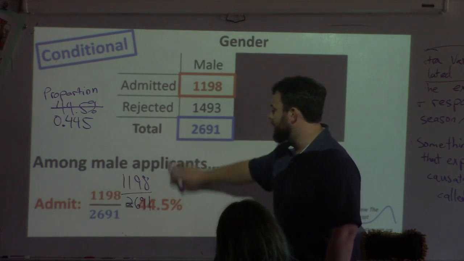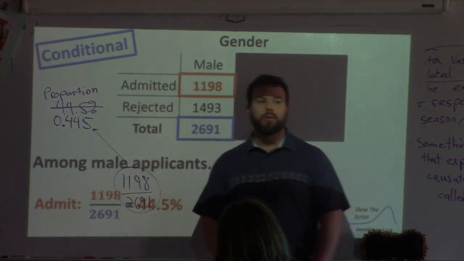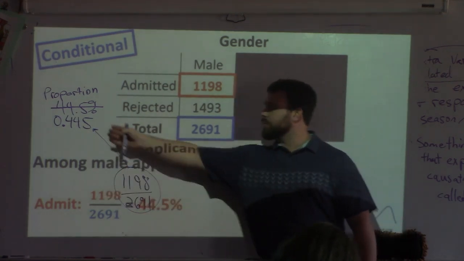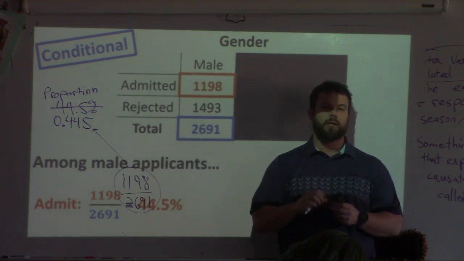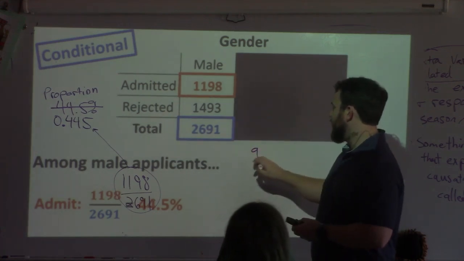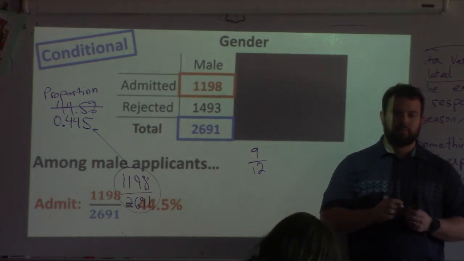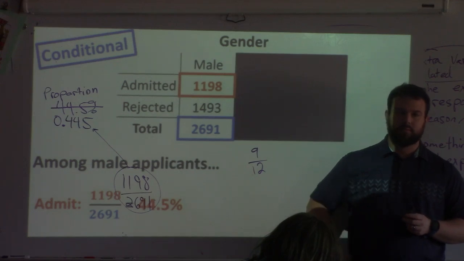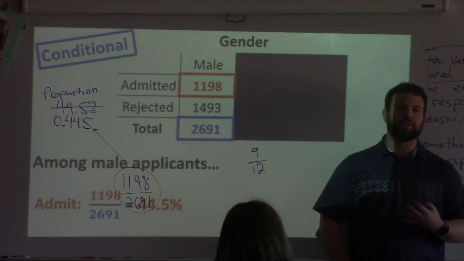On the AP exam, you can just write the fraction or you can get the decimal. That's the proportion. Either of these would be acceptable for the proportion or the probability. Notice I had you do it because, let's just say you were to type 9/12 into that calculator, these calculators will simplify fractions for you. You don't have to do it by hand.